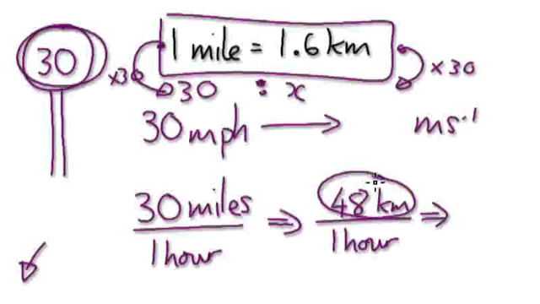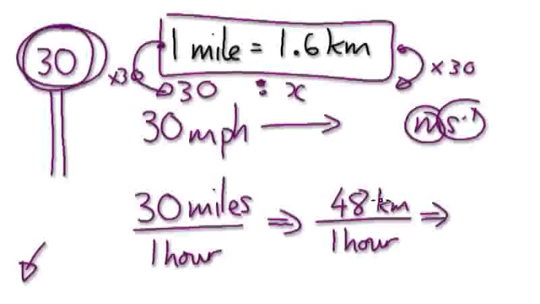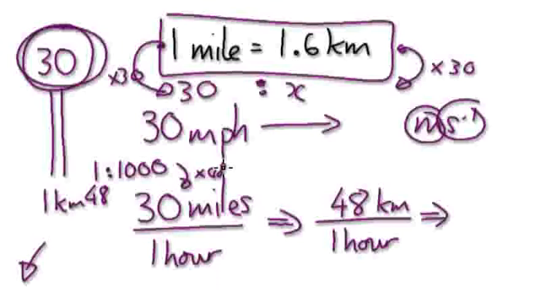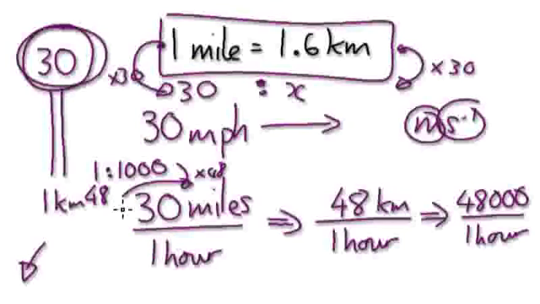So now let's try and convert this into meters, because our ultimate aim is to get meters per second. Well, if one kilometer equals 1,000 meters, then now that you've got 48 kilometers, you've got to times this by 48. So 1,000 times 48 will be 48,000, and again it's still 1 hour.